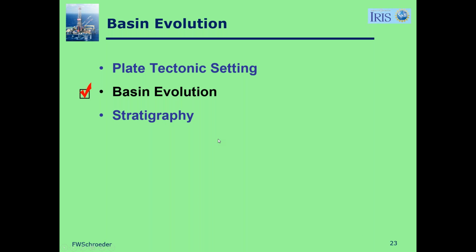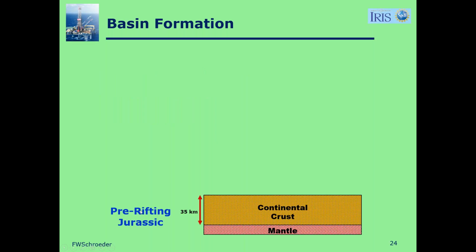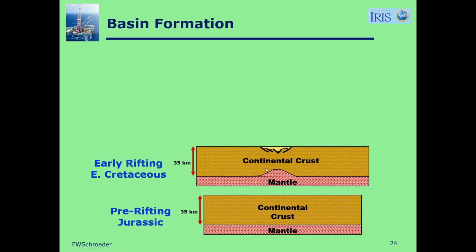I can talk a little bit about basin evolution. In the Jurassic, before rifting started, we would have had normal thickness continental crust sitting on top of the mantle, about 35 kilometers thick. In the early Cretaceous, we start to get extension. Maybe the mantle's starting to upwell. We get rotational fault blocks, and we infill that primarily with non-marine sediments. You can think about the East African Rift system as an example.